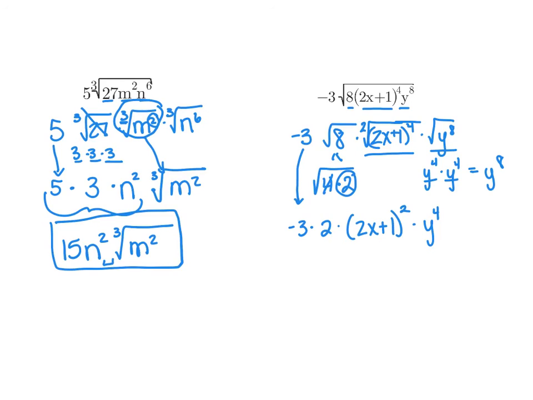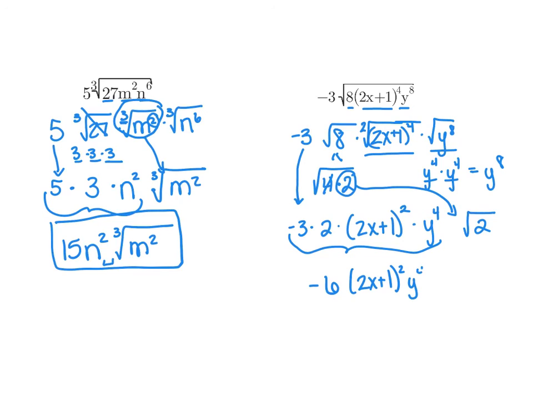So, of course we still have this square root, and we're going to put that at the end. Anything left in the square root is going to be moved to the end. We're going to multiply all of these together, and we get negative 6 times 2x plus 1 squared times y to the 4th times the square root of 2. And that's our final answer.